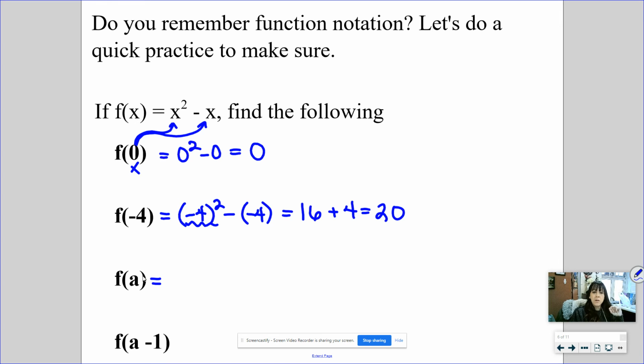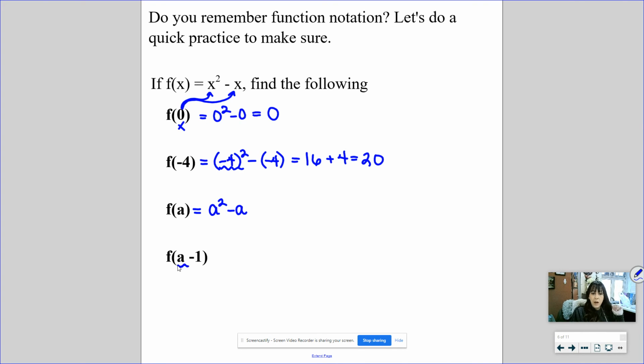You can plug letters in place of x. So if I have a inside, I'm going to put an a in everywhere that I see an x. And at that point, there's really nothing else I can do. And then this last one, be very, very careful. Everywhere you see an x, you're putting an a minus 1.